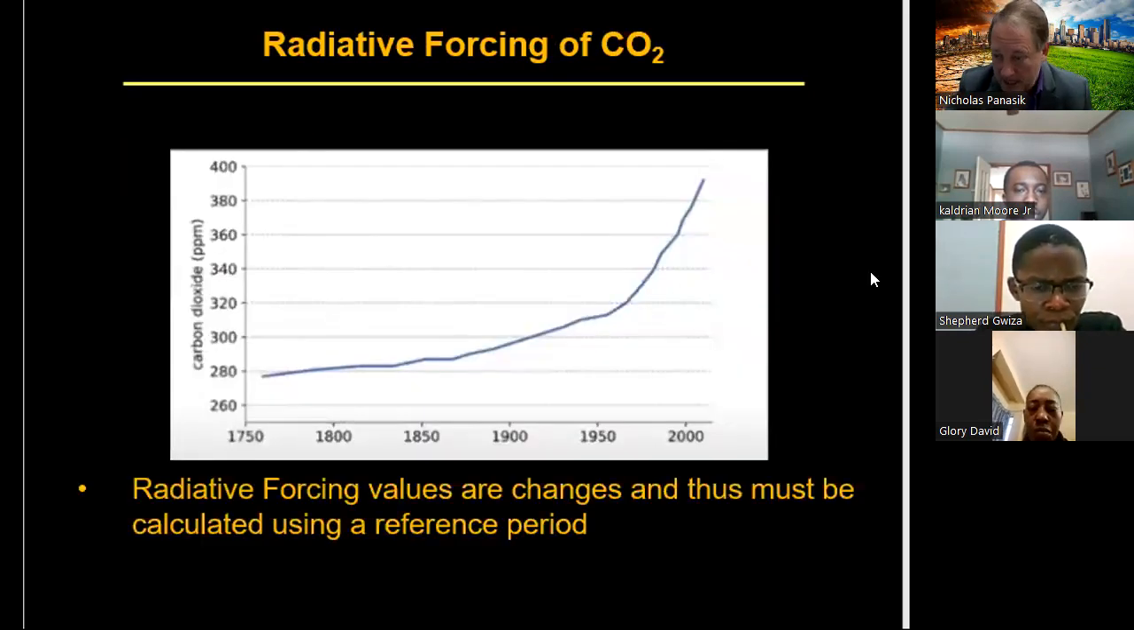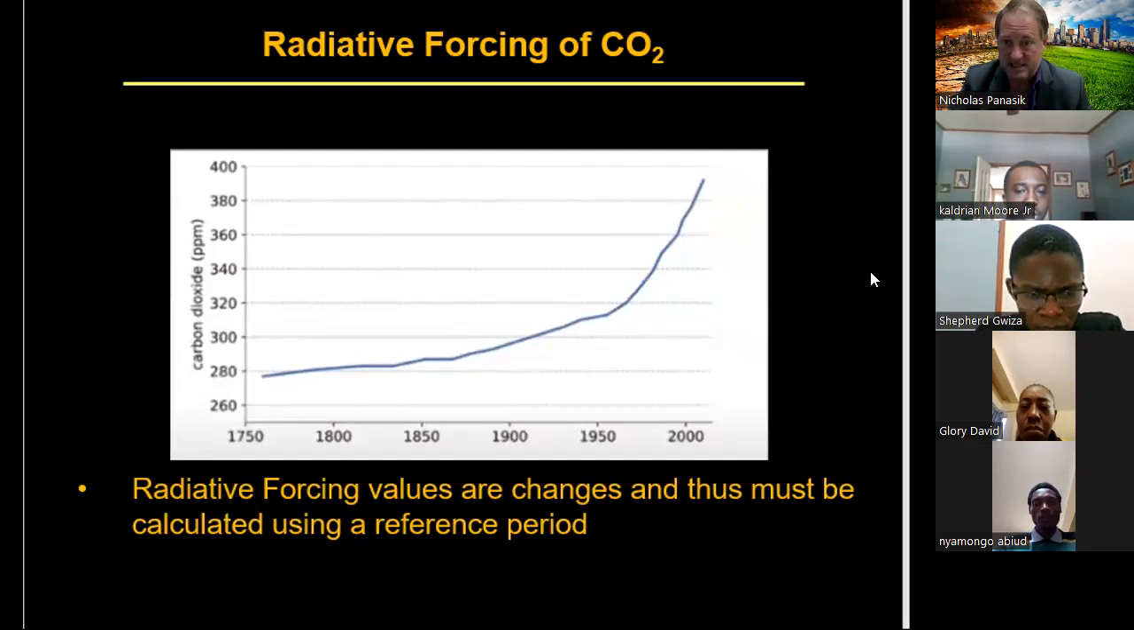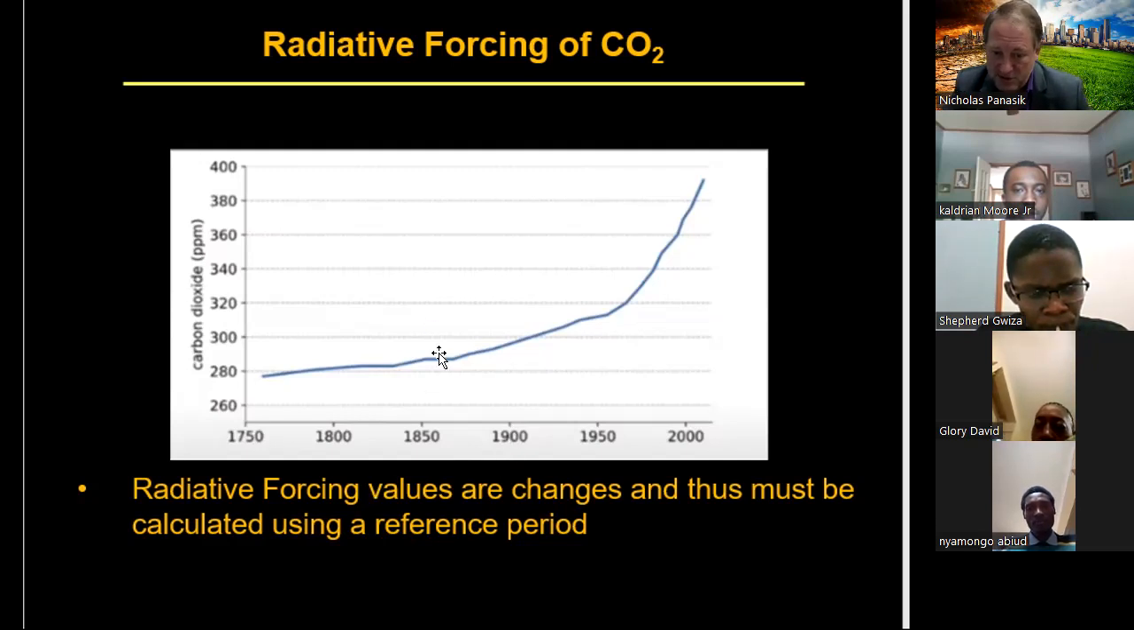So let's look at carbon dioxide. We've recognized this as an important component of man-made climate change. So we're going to look at the radiative forcing of carbon dioxide. And so here's a graph of how carbon dioxide has changed. And since radiative forcing values are about changes, we use a reference period when calculating them, okay?